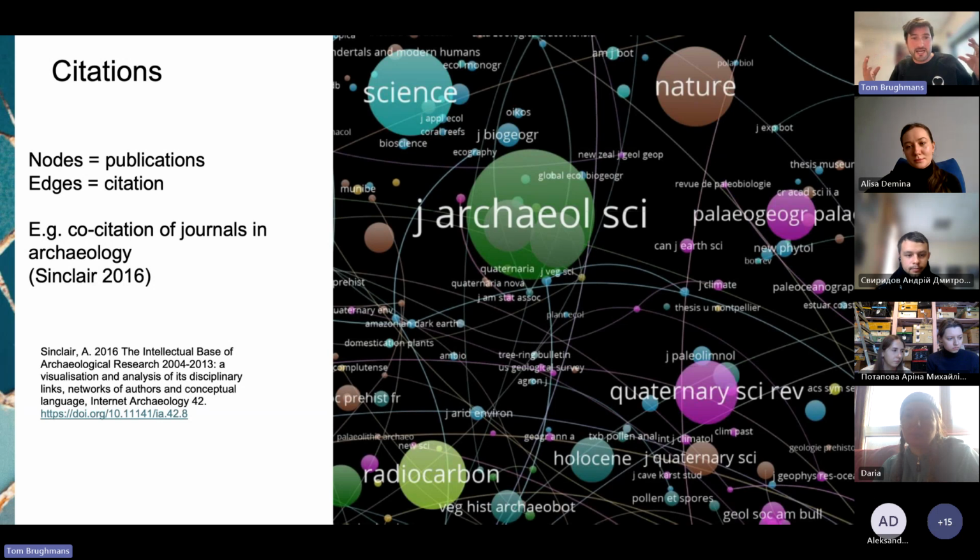If you do that for the entire discipline of archaeology, you can create kind of a knowledge graph, right? Of how similar certain papers are based on their influence and how dissimilar they are. If you want to explore that in an interactive way, click on that link to get you to this paper by Sinclair from 2016, who has done that for the field of archaeology.